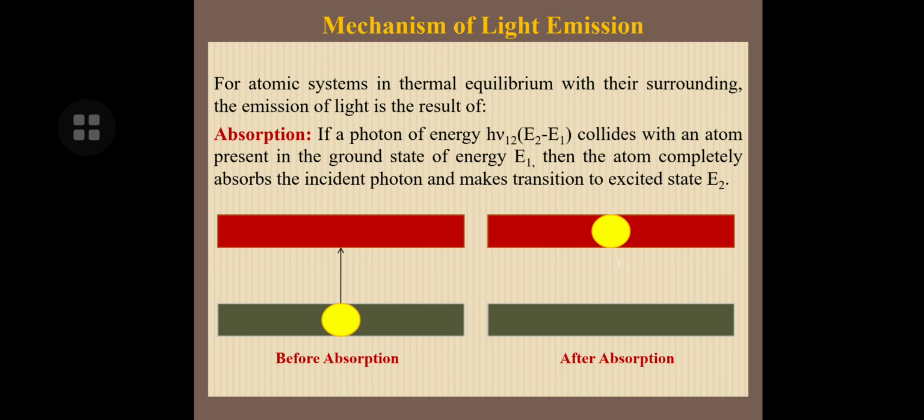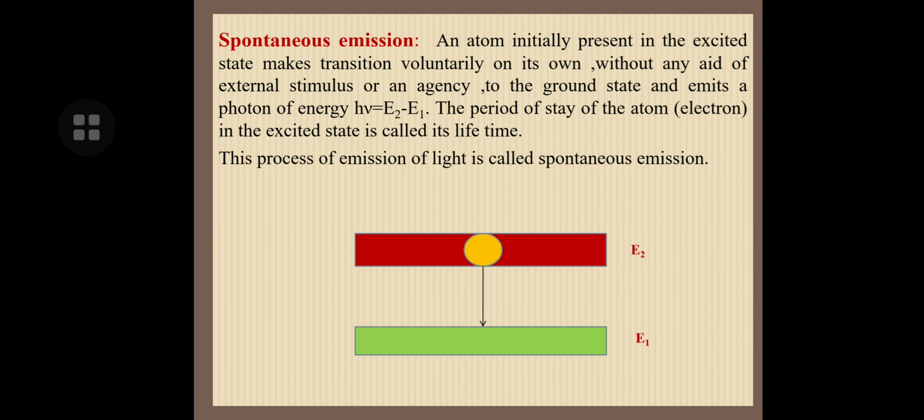In absorption, if a photon of energy h nu, equal to E2 minus E1, collides with an atom present in the ground state of energy E1, then the atom completely absorbs the energy of the incident photon and makes a transition to the excited state, E2. This process is called absorption. In the absorption process, the ground state atoms absorb the energy and are excited to a higher energy state.